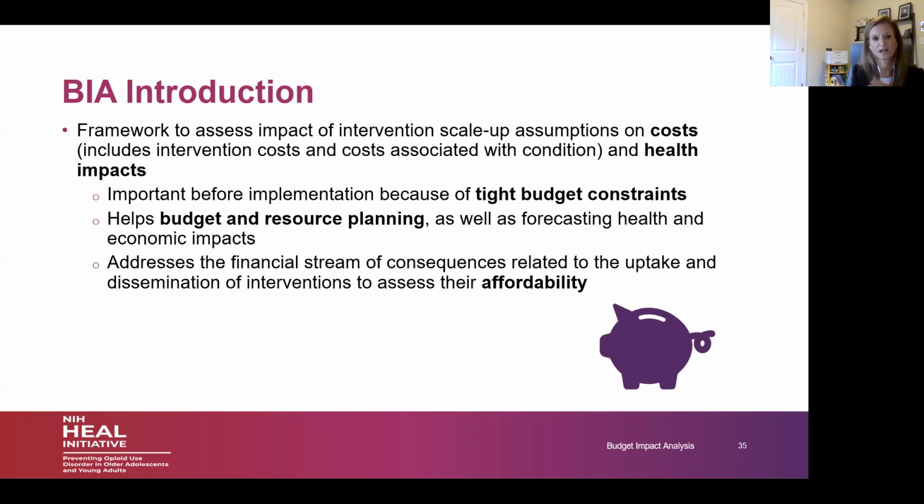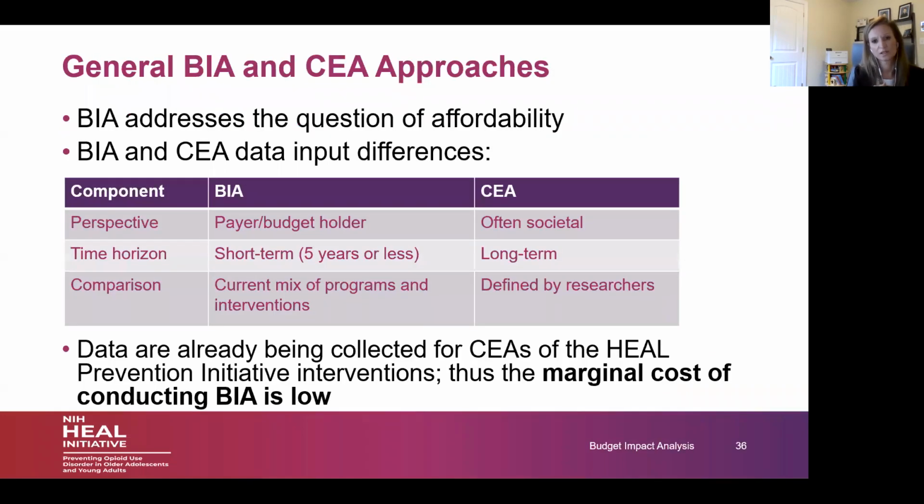So on the next slide, we talk a little bit more and compare the two types of analysis, budget impact and cost effectiveness. I will be referring to cost effectiveness analysis quite a lot throughout this presentation. So I'm going to use the acronym CEA when I talk about cost effectiveness analysis.